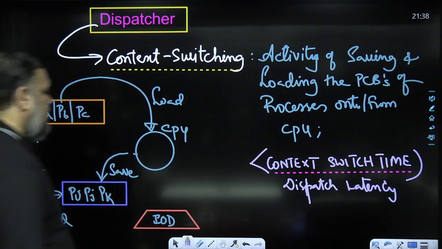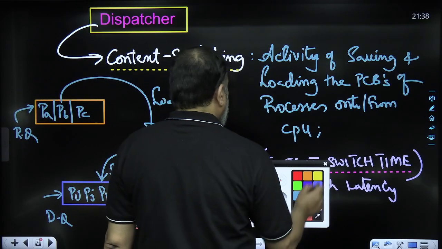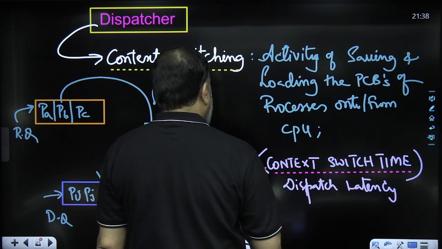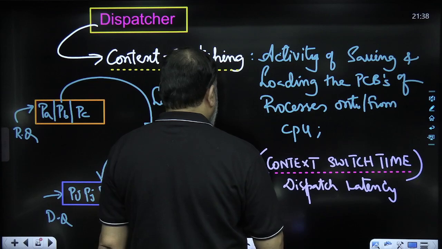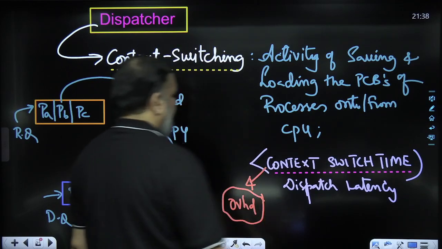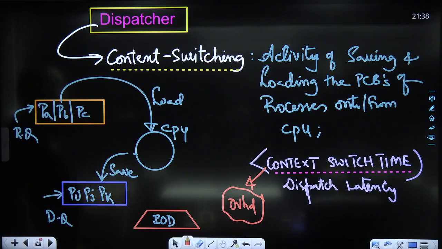Moreover, when context switching takes place, the processor cannot do useful work. Therefore, we say context switch time is an overhead. We would like to minimize the context switch overhead. It's an overhead for the efficiency or the throughput of the system. The more the context switch time, the more the overhead, and the less the efficiency or throughput.